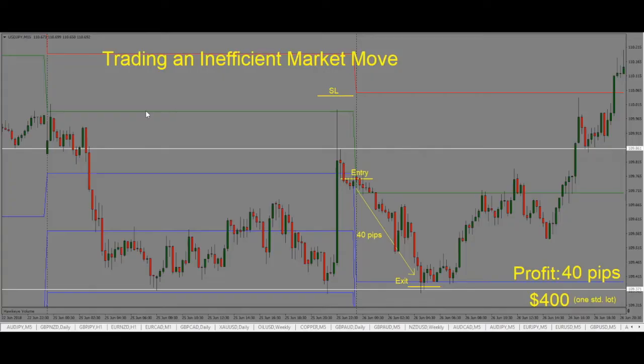So let's go on to the charts and we'll take a look at what an inefficient move looks like, where to enter the trade, where to place our stop loss, and as always, where to exit the trade with a profit. Here we're looking at how to trade an inefficient market move. This is dollar-yen 15-minute chart. An inefficient move is when price takes off quickly.